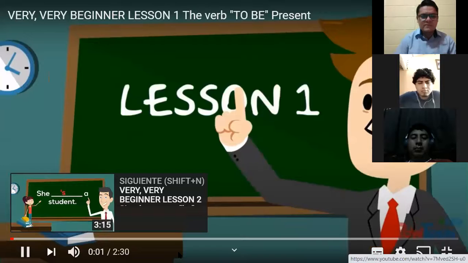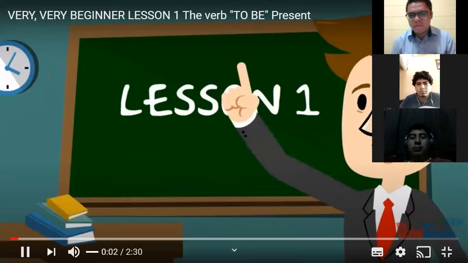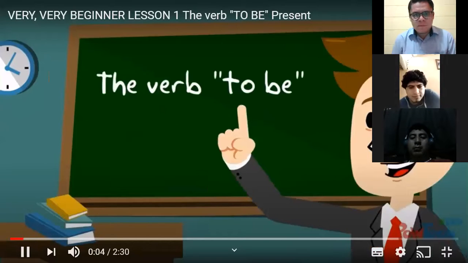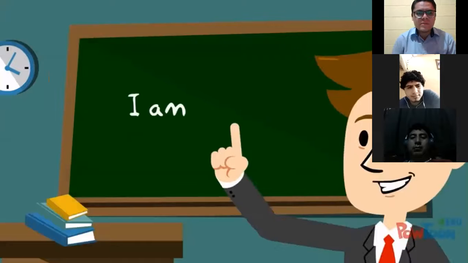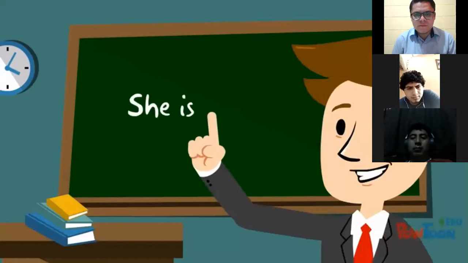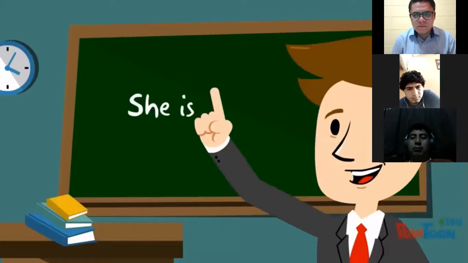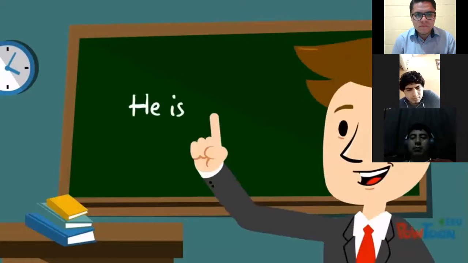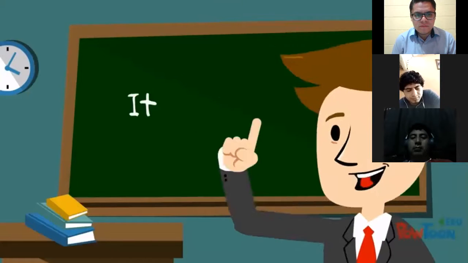Lesson one, the verb to be. I am, she is, he is, teacher, it is.